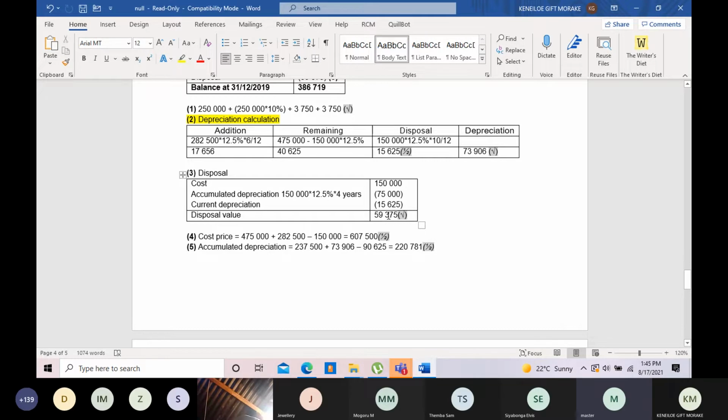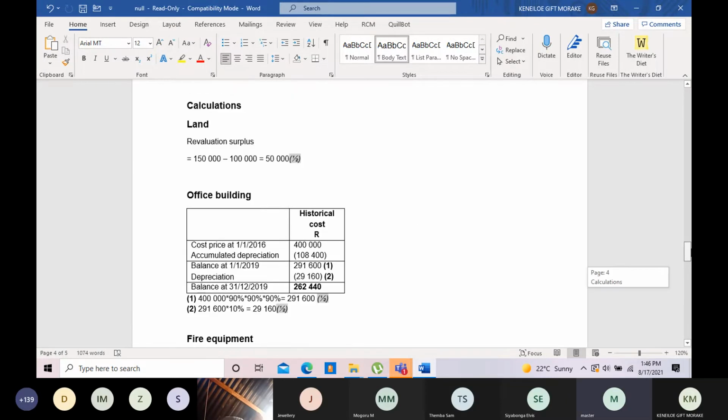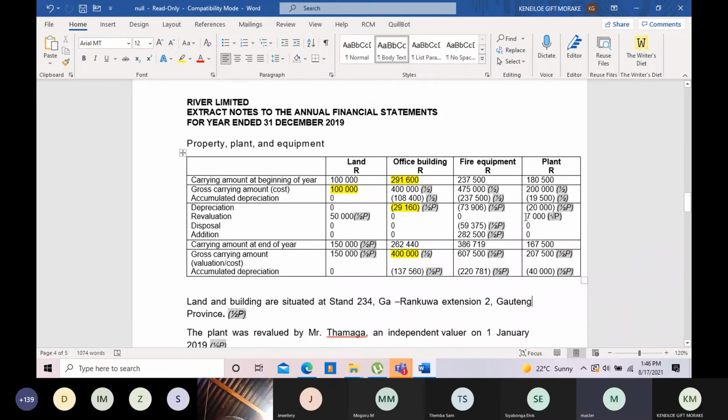That is how you get your disposal value. As I was telling you, for the disposal value you take the cost and subtract the accumulated depreciation at the end. That is how you get the disposable amount, meaning it has to be at its carrying value. That is why you see the 59,375 on top there. Let me go back and show you what I'm talking about. Here you see this 59,375. This is the one that we are calculating under the disposal.